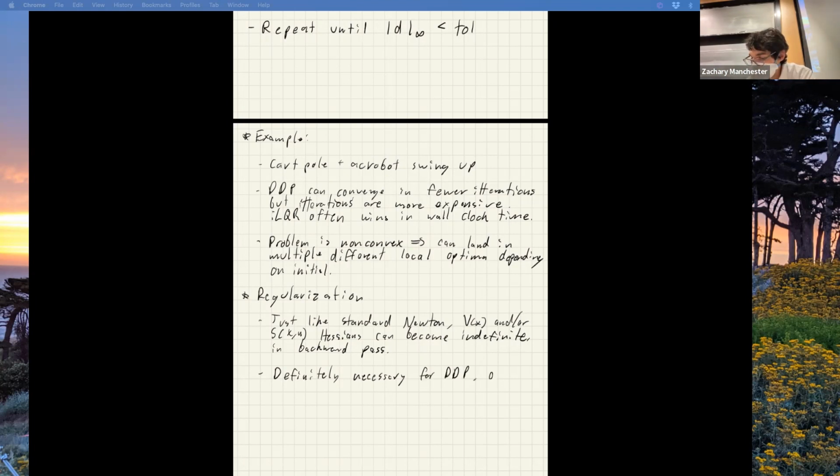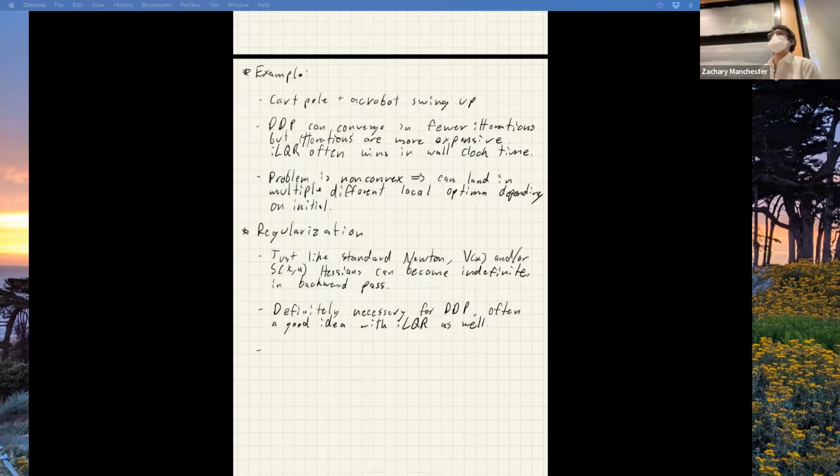And then also, it's often a good idea with ILQR as well in more complicated settings where you potentially can have ill conditioning and round off errors drive your Hessians indefinite numerically. We'll talk about that. So there are lots of ways to do it in this context.